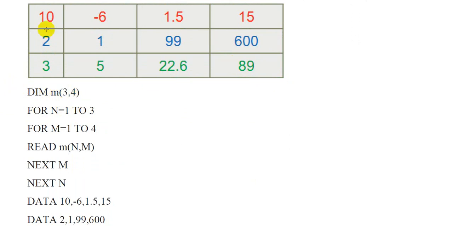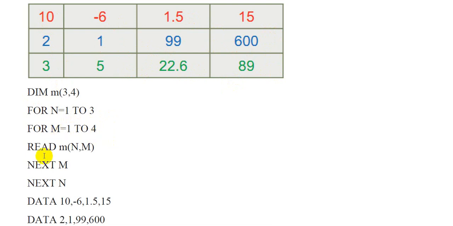The entire figures, or the components of the array we're about to deal with here, or we're about to input or to feed the computer, will be in the following form, or will be visualized as follows: 10 6 1.5 15 2 1 99 600 and 3 5 22 by 6 89. For n equals 1 to 3.